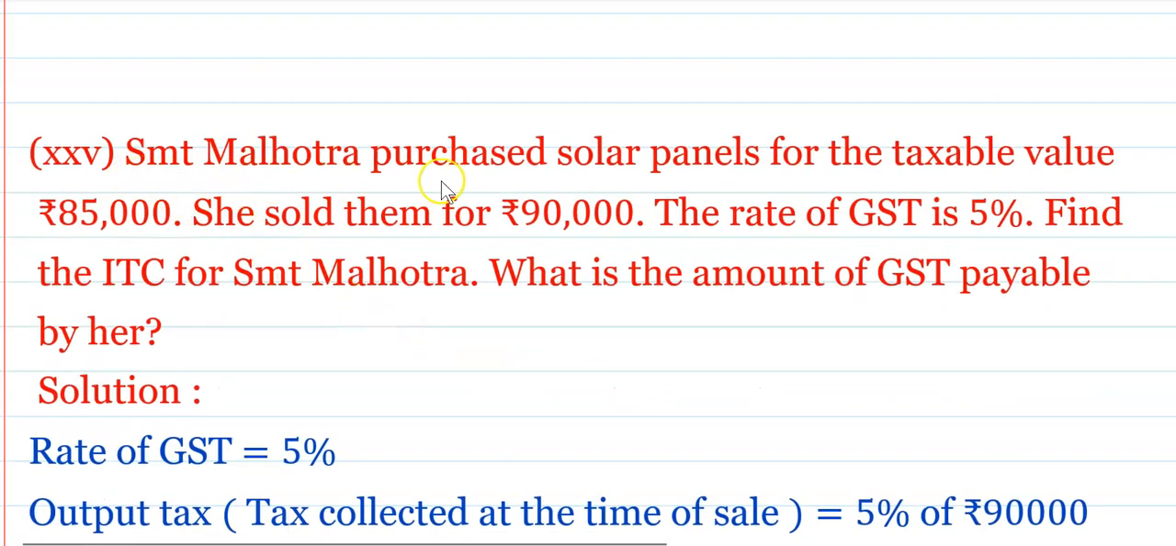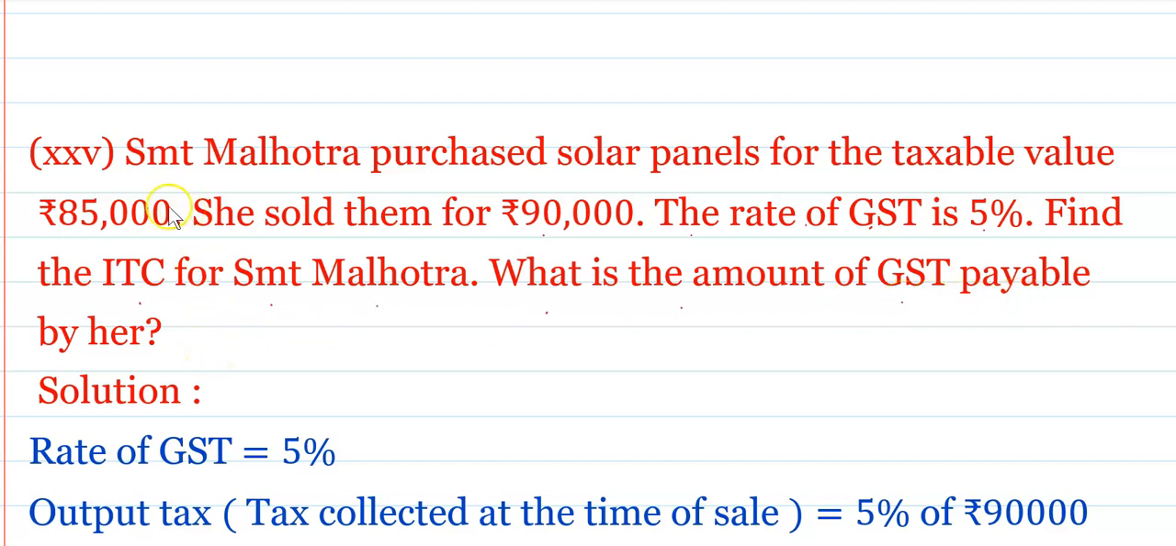Srimati Malhotra purchased solar panels for a taxable value of rupees 85,000. She sold them for rupees 90,000. The rate of GST is 5%. Find the ITC for Srimati Malhotra. What is the amount of GST payable by her?